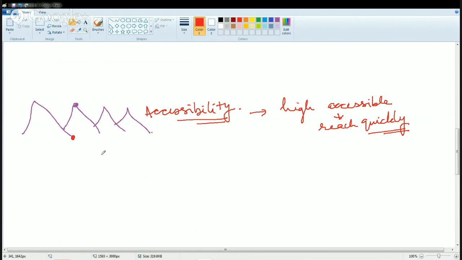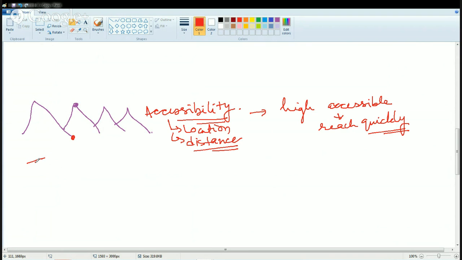Now, accessibility is basically dependent on the location, where it is located, and the distance from the major centers. So if it is very close to the major center, the accessibility is good. If it is far from the major center, the accessibility is poor.